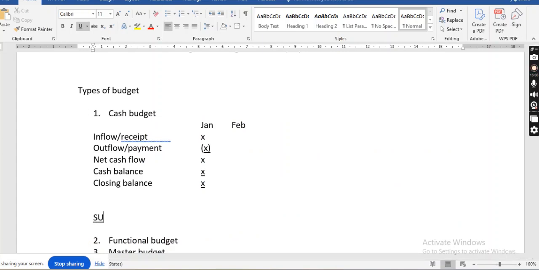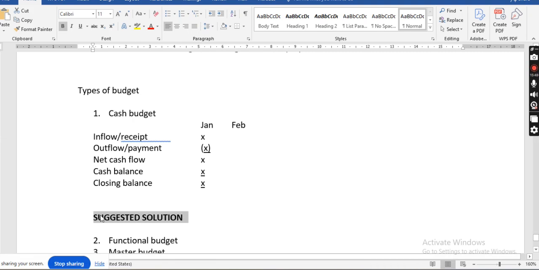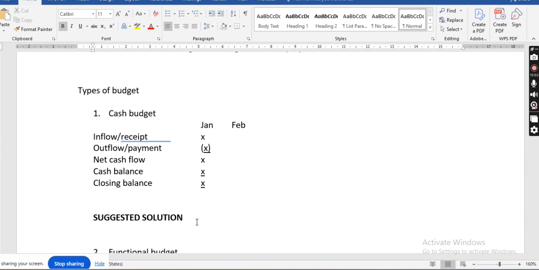So we can have the suggested solution. That is why I purposely want us to start from here, so that you will understand some technicality in cash budgets, right? Because you will see more of 30 days, 60 days as we move on. So you get familiar with it.